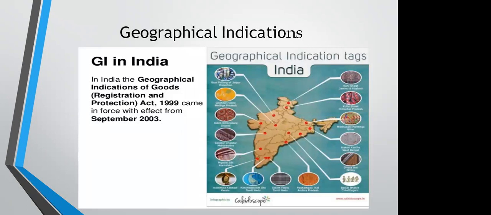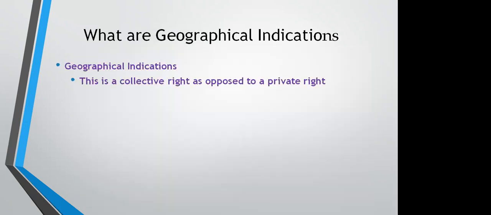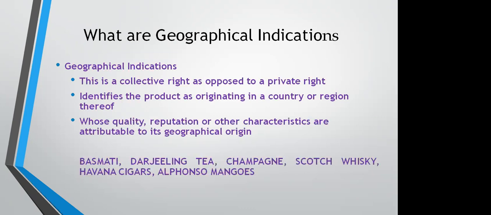Another one is the geographical indication. Geographical indications are basically granted for natural goods, agriculture goods, and manufactured goods. It protects the geographical rights of those persons.